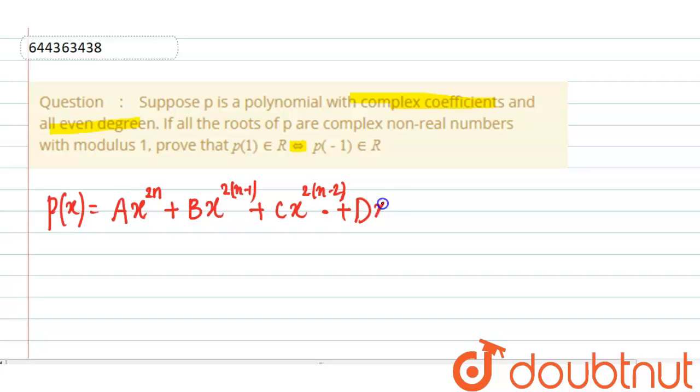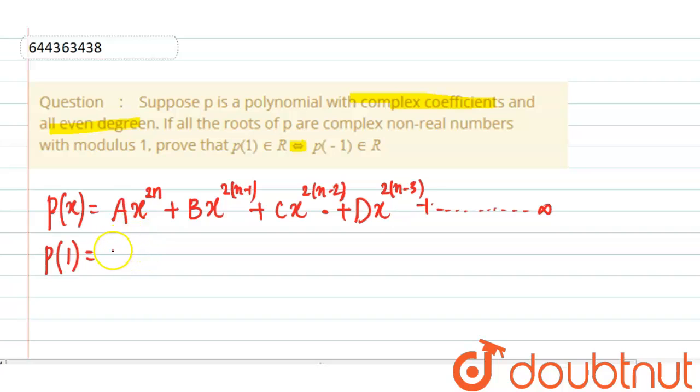Then d x raised to power 2n minus 3, up till I don't know how many terms, but it's infinite terms. And it says if p(1) belongs to real numbers, that means I am putting 1 in place of x. This is p(1). It belongs to real numbers.